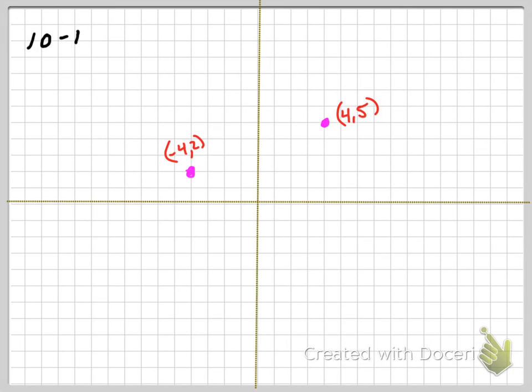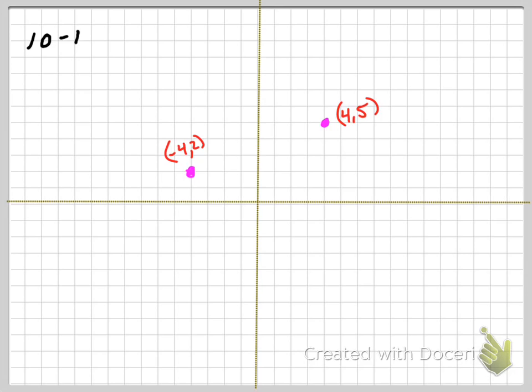To start, we are going to talk about the distance and midpoint, the distance between those 2 pink points on the board. There's a formula for this, which I will be giving you, but I hate the distance formula. It makes things way more complicated than they need to be. All we're looking for is how far it is from negative 4, 2 to 4, 5. And it's a much simpler concept than the distance formula makes it out to be.